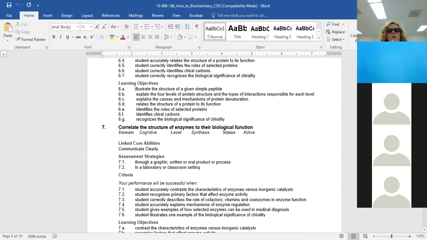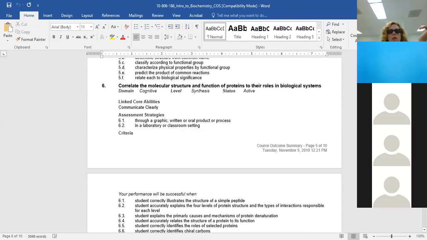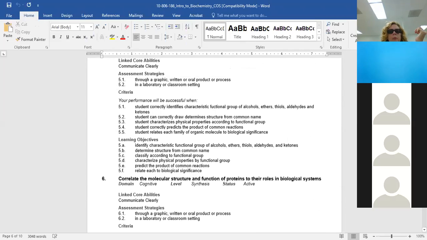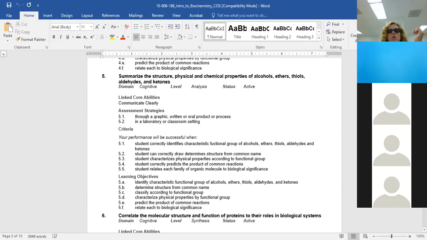So that goes to the course competency then. So this is out of your syllabus. And it talks about summarize the structure, physical, and chemical properties of alcohols, ethers, thiols, aldehydes, and ketones. Does that look familiar? Yes. Okay. So is there a chapter in your book that deals specifically with this, or does this go across multiple chapters? It's 3 chapters. Okay.